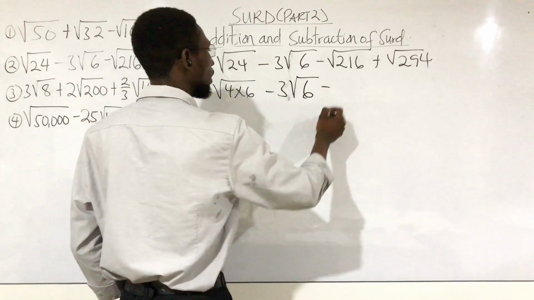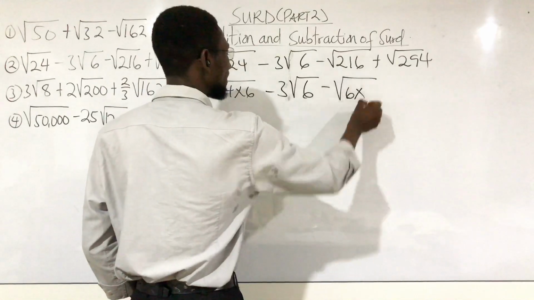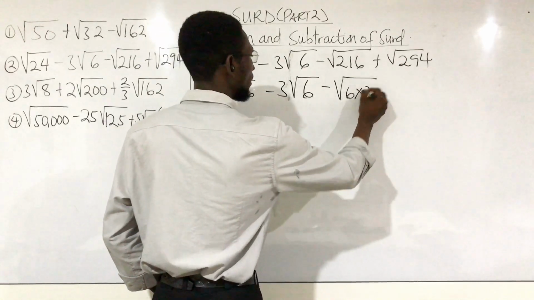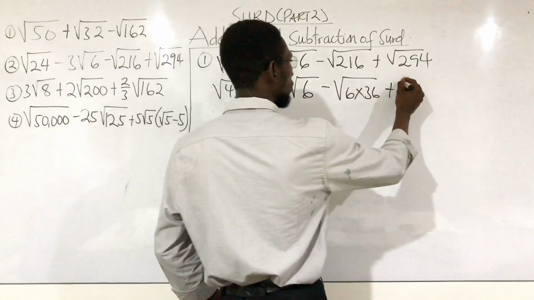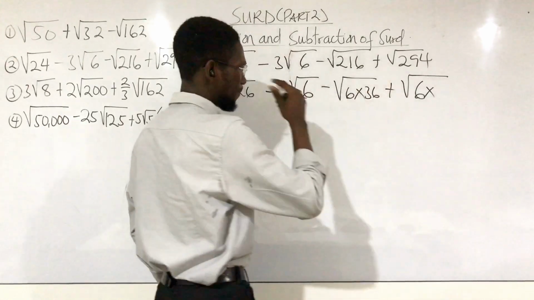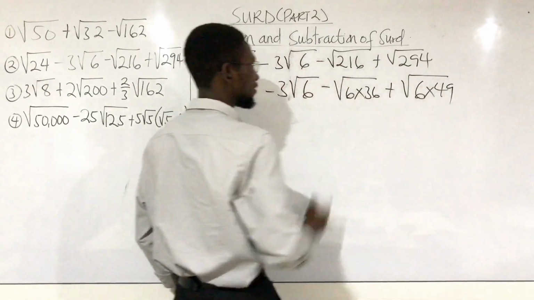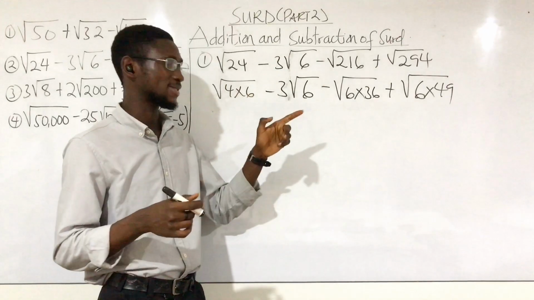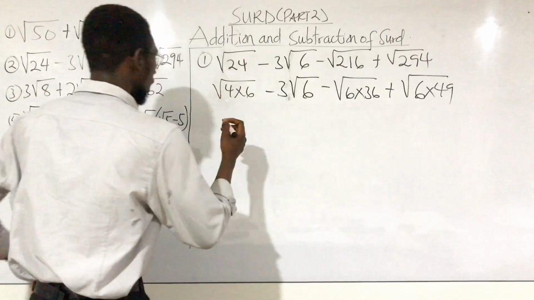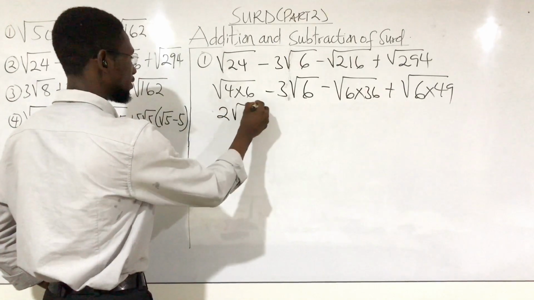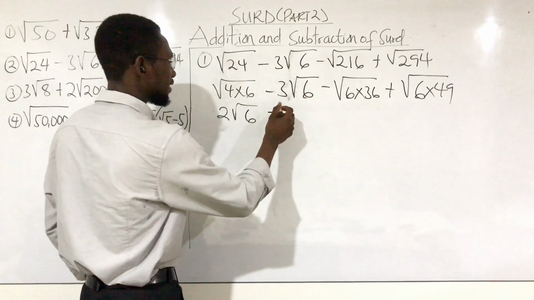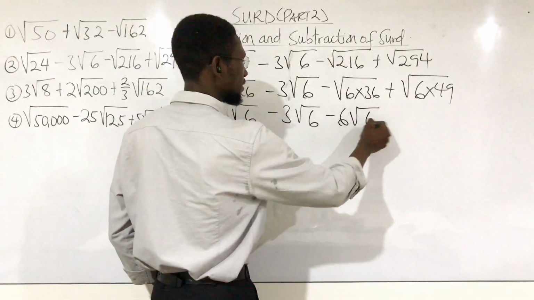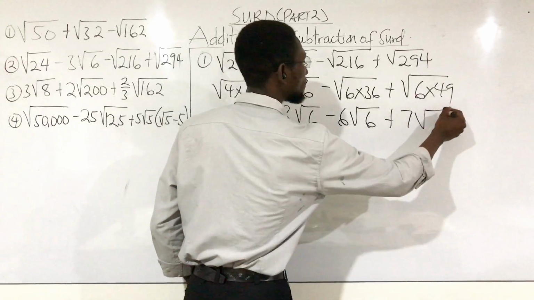Now 6, interestingly, will multiply 6 by 36. It gives us 216 plus, over here we'll multiply 6 by 49. It gives us 294. So you would have to do a lot of trial and error to find what number complements with 6 to give you 294. Alright, this will give us 2 root 6. We know that we can't touch this. Then this will give us 6 root 6. This will give us 7 root 6.